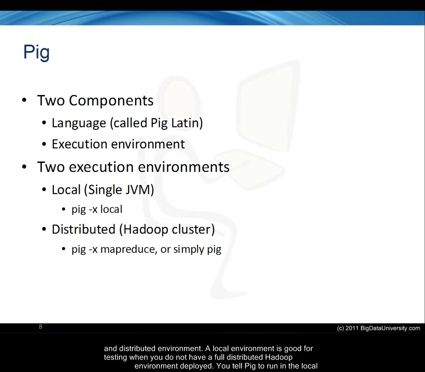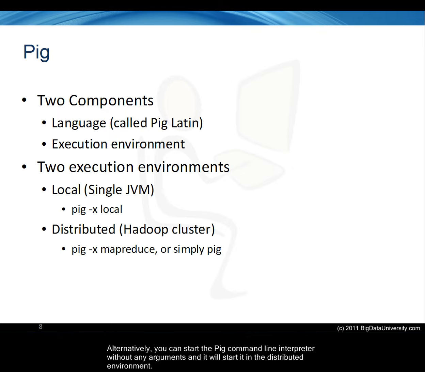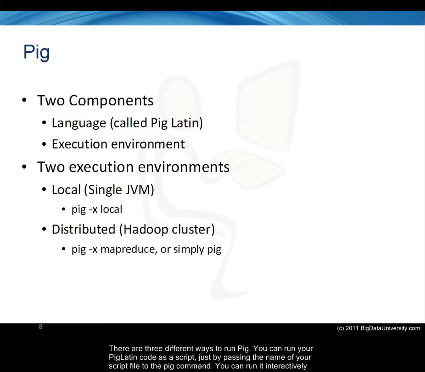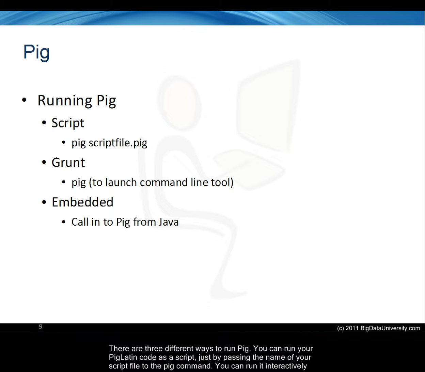You tell Pig to run in the local environment when you start Pig's command line interpreter by passing it the -x local option. You tell Pig to run in a distributed environment by passing the -x MapReduce option instead. Alternatively, you can start the Pig command line interpreter without any arguments, and it will start it in the distributed environment. There are three different ways to run Pig.